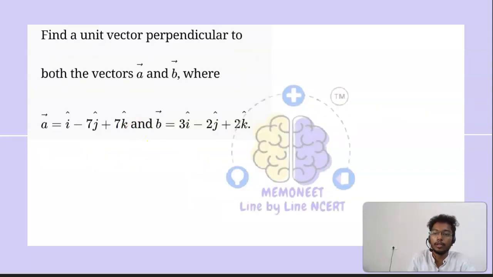That is, find a unit vector perpendicular to both vectors a and b. Here the a vector is given and the b vector is given, so we have to find out the unit vector which is perpendicular.